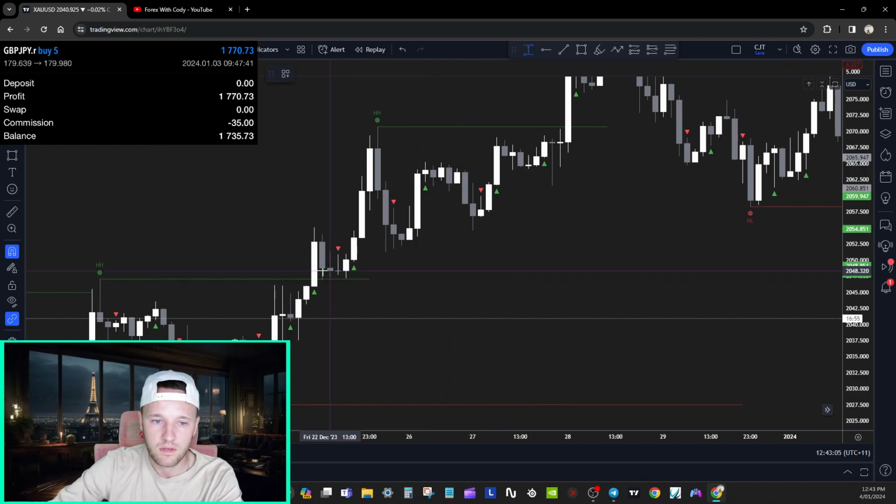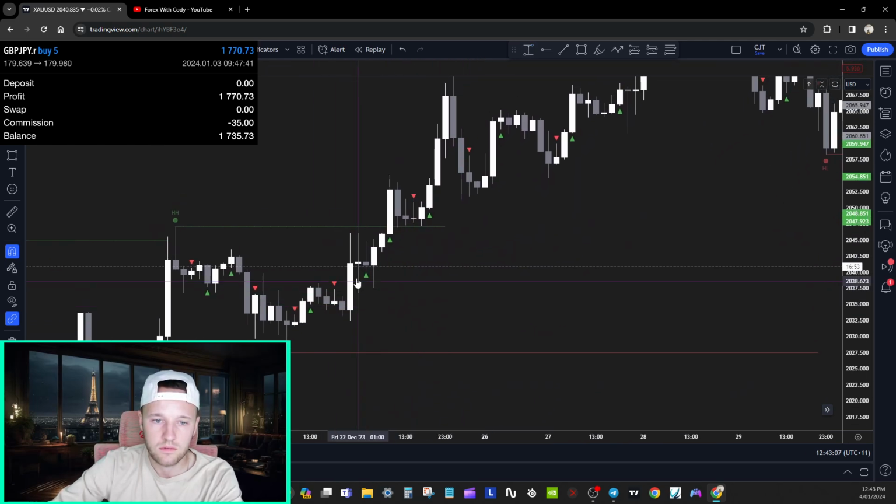Another valid signal right here. I know that wasn't a valid signal. Another valid signal right here. Price drove up 90 pips, right?